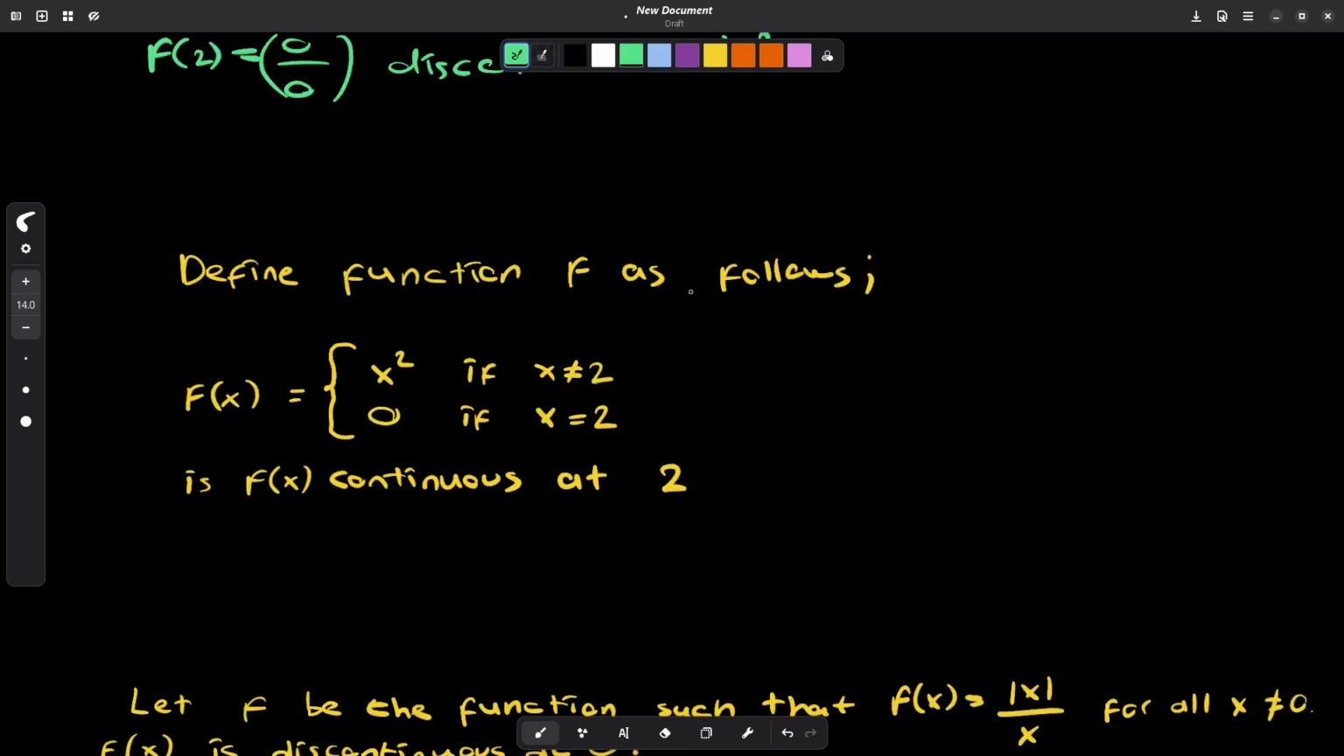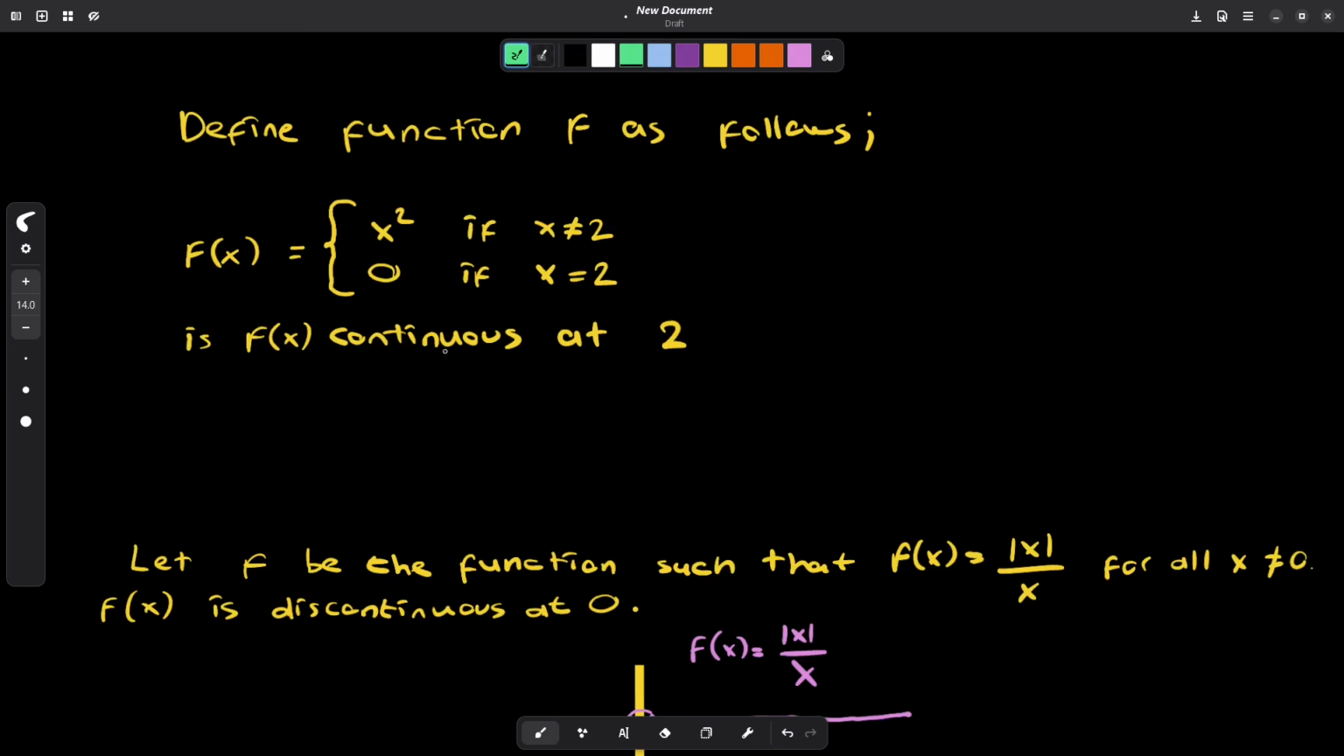Define function f as follows. f(x) is equal to x squared if x is not equal to 2, and equal to 0 if x is equal to 2. Of course, we can check the continuity in piecewise functions too. After this video, we will have some other examples about piecewise functions and continuity. Is f(x) continuous at 2? First of all, what is my f(2)? When x is equal to 2, it's 0, right? So therefore f(2) is 0.